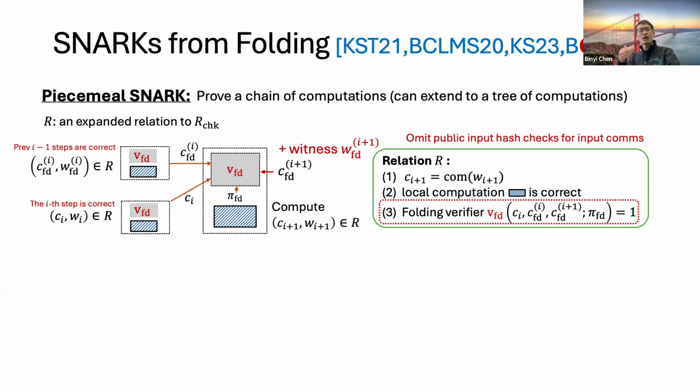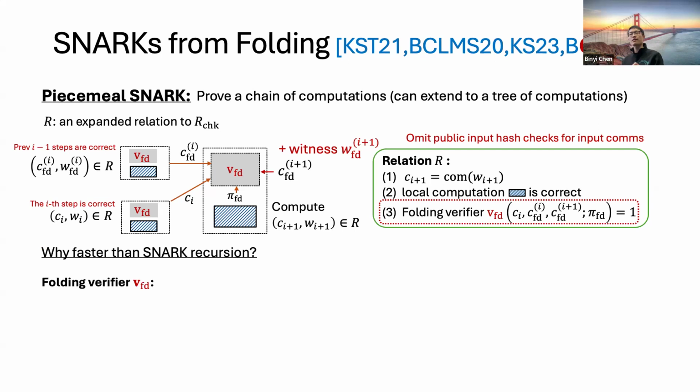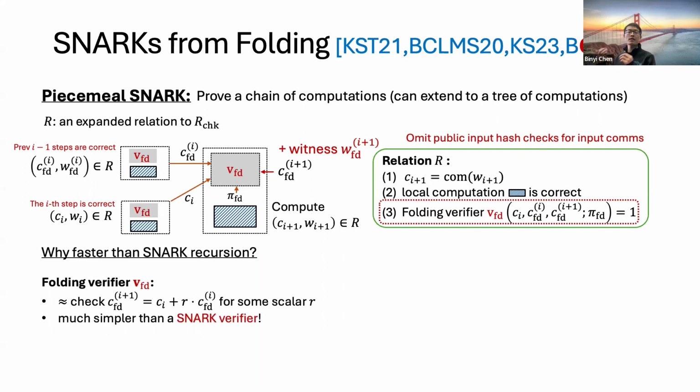So, going back to Ming-Xun's question before: why is this better than SNARK recursion? Why is it more efficient? It's more efficient for two reasons. First, this folding verifier is usually very simple. It's just a linear combination of these short commitments, which is much simpler than a SNARK verifier. That implies that the recursive statements you want to fold are much simpler and smaller than the recursive statements you wanted to prove previously.